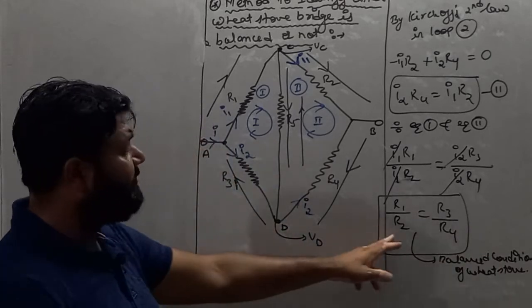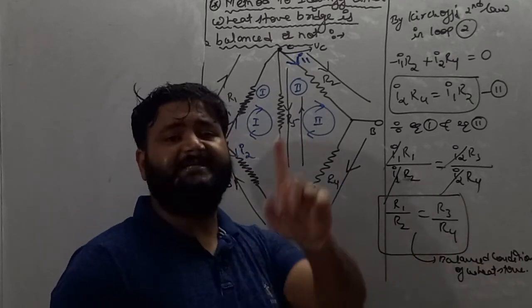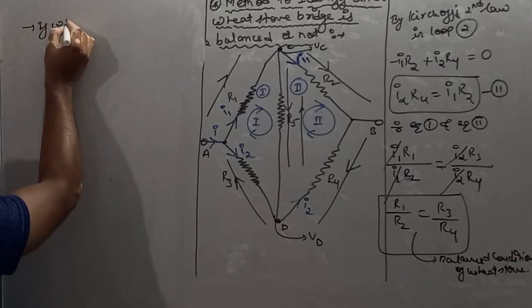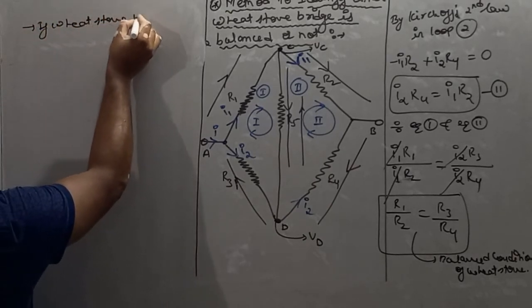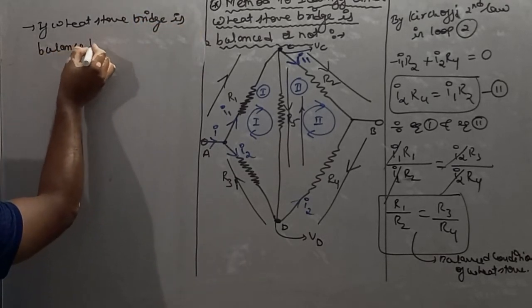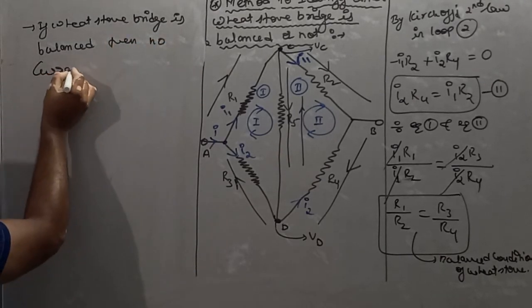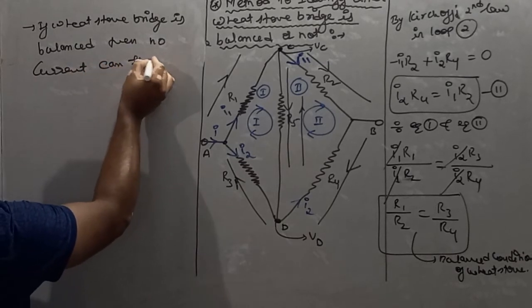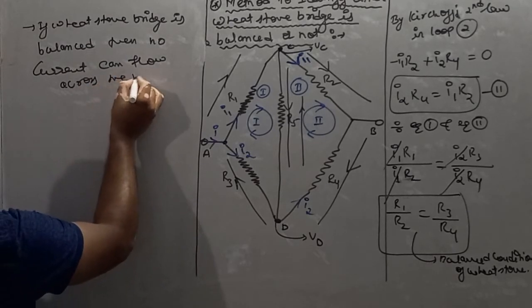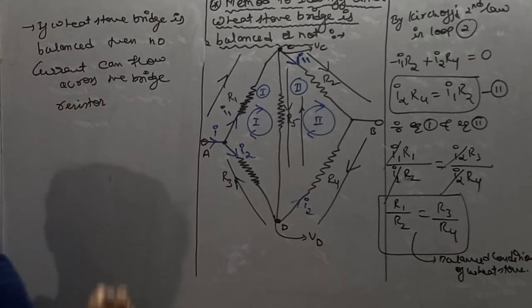Second step, if you get the ratios the same, then remember the Wheatstone bridge is balanced. And if the Wheatstone bridge is balanced, then no current can flow across the bridge resistor.